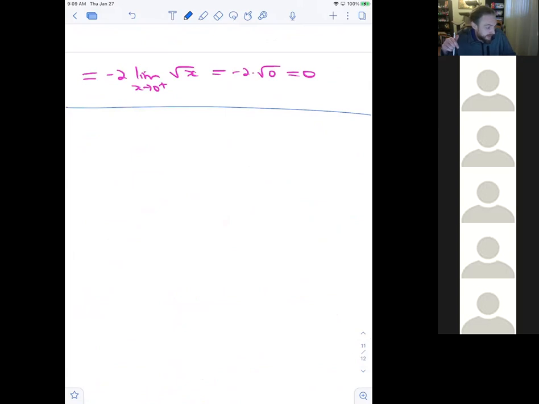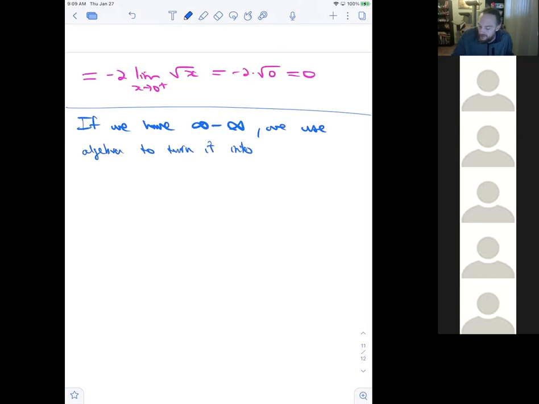Yeah, I only have 10 minutes left, so let's do infinity over infinity type. So if we have infinity minus infinity, we use algebra to turn it into 0 over 0, infinity over infinity, or 0 times infinity type, because then we know how to deal with this. If we get 0 times infinity, we can do the same trick as we just used. If we get 0 over 0 or infinity over infinity, we're already ready to take the derivative.